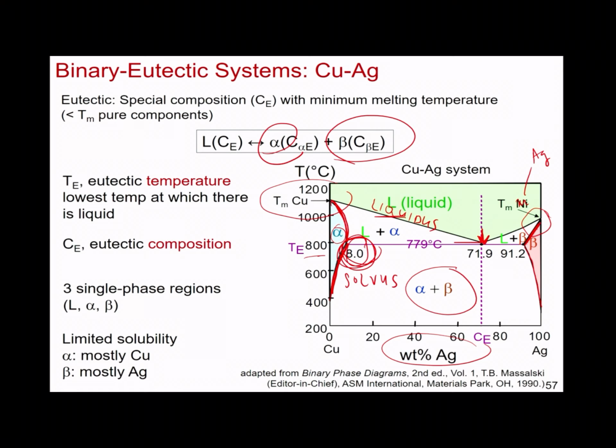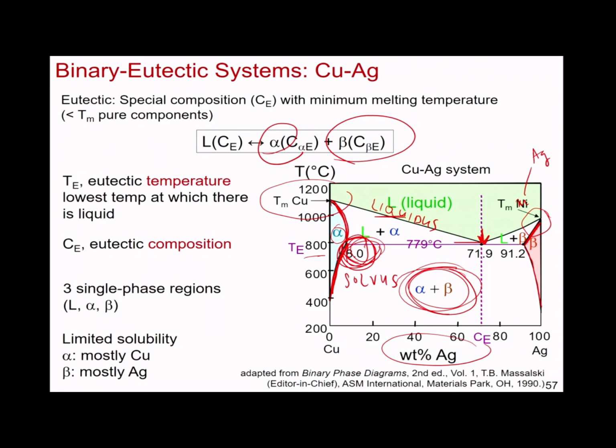before you get a two-phase region. You can just keep on putting it into the alpha. So alpha in this case is the parent phase of copper. And copper we know is FCC. So if you have a copper matrix that's FCC, and you start to substitute in silver, it will still maintain FCC at 800 C up until you hit 8 weight %. And then interesting things start to happen. Okay? So we'll talk about that.